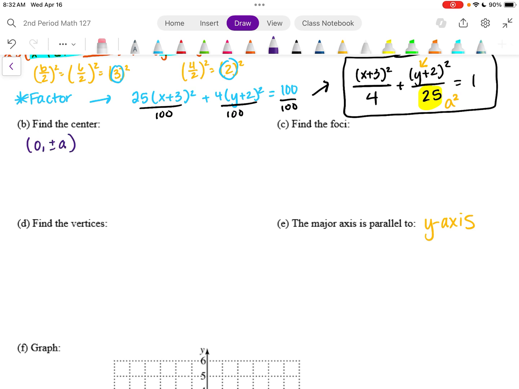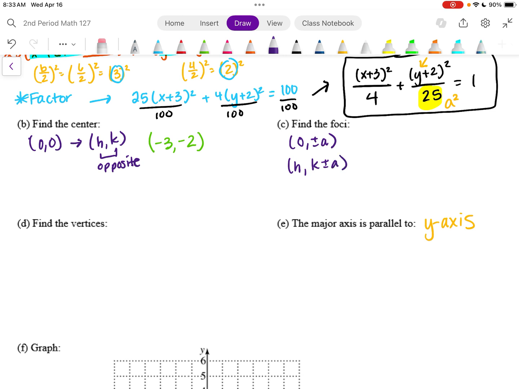But we've shifted this. Oh, sorry. My center is going to be 0, comma, 0. But we've shifted this to h, comma, k, where both of these are opposite of what we think. So my center is going to be -3, comma, -2. Now my foci is typically 0, comma, plus or minus a, but we've shifted that, so you've got to take h, comma, k, plus or minus a.